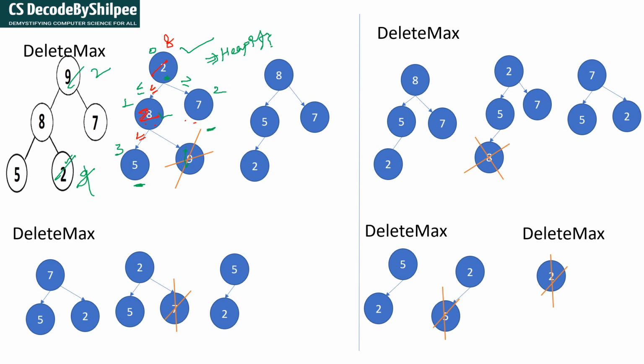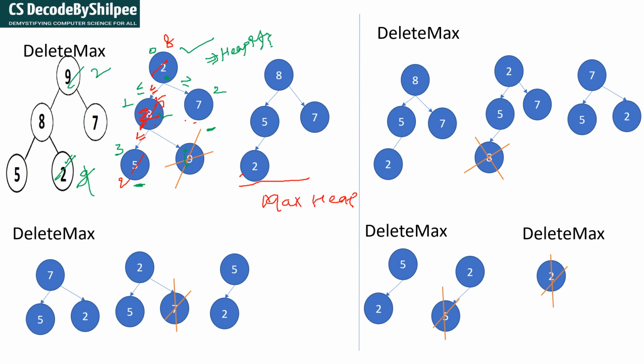But if you see, 8 became the root, and still this is not following the max property. Then what do you have to do? Again perform this swapping here. So 2 will come here, and this now becomes 5. After this heapify operation, you will get the final tree, and this is a max heap. This is max heap, right?